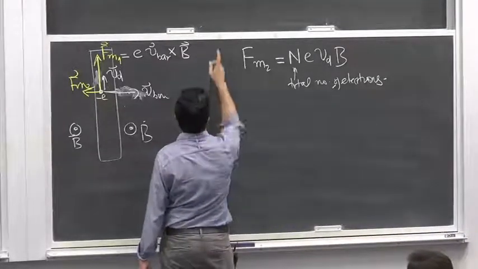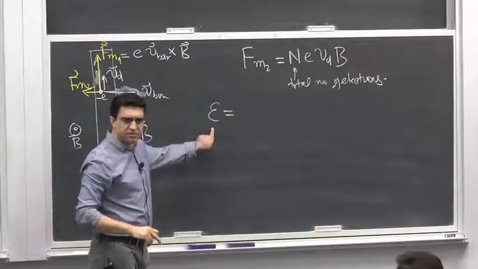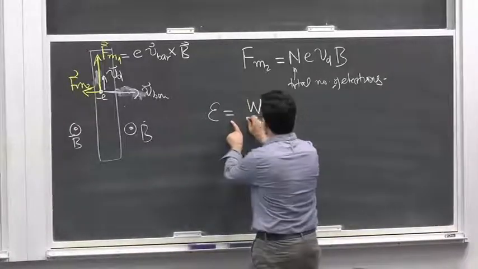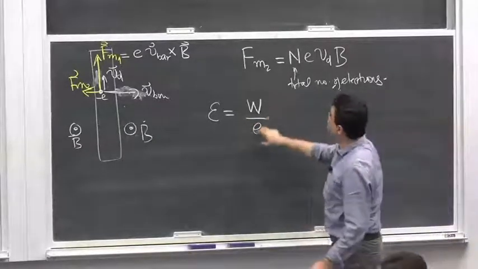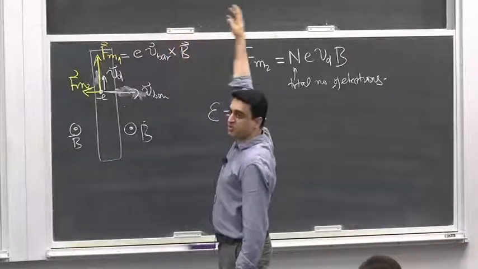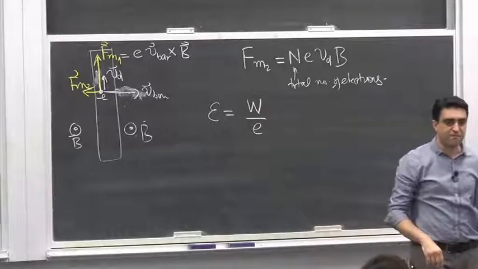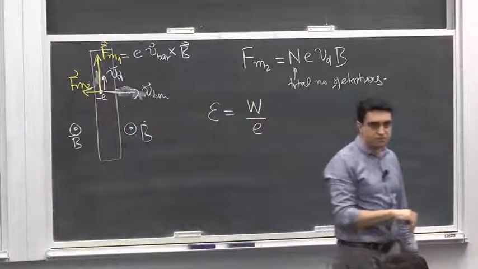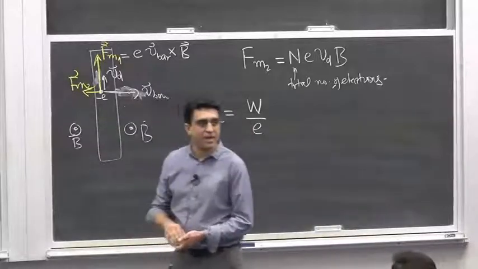So now the question is, how do we define EMF? EMF is work done on a charge per unit charge, or work per unit charge. So exactly in a battery, the work on a negative charge is done by moving it from a positive plate towards a negative plate. So that work divided by the charge gives you the EMF. The question in this case is, who is doing the work? Is it the magnetic field? Is the magnetic field doing work?